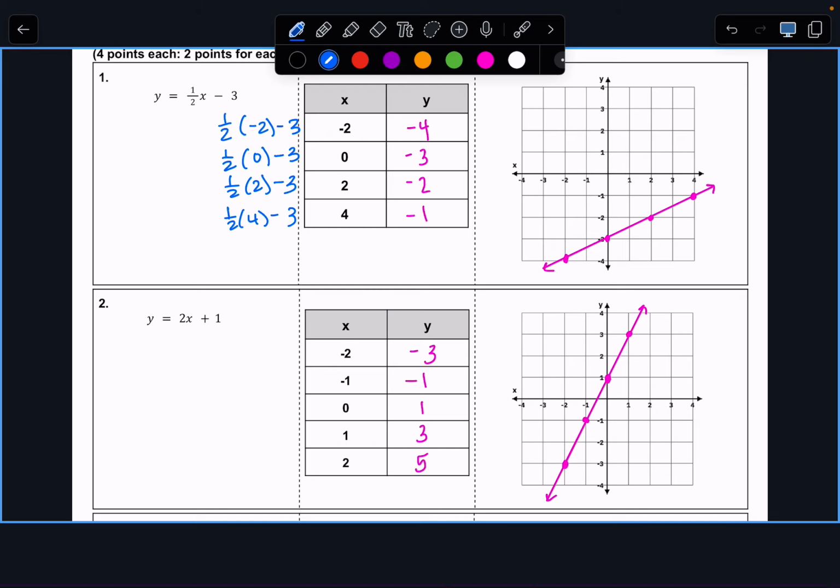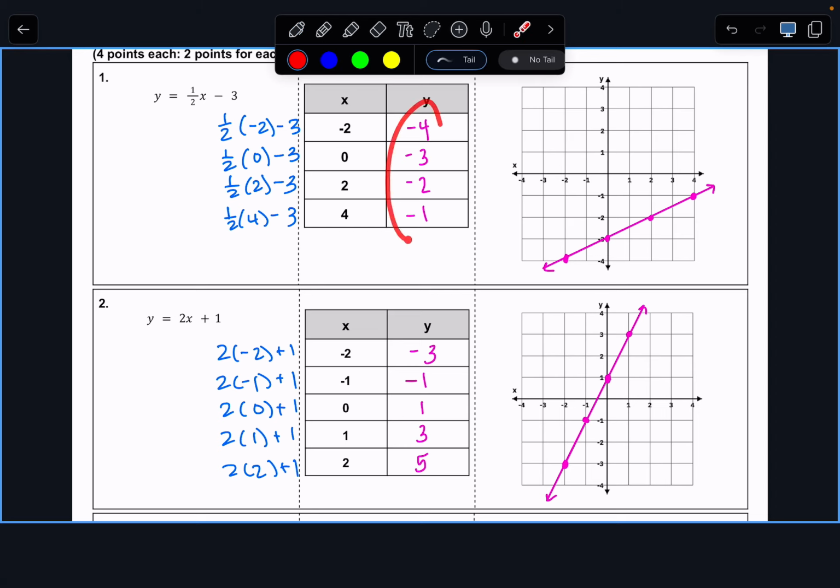To get these numbers, remember we took 2 times x plus 1. Okay, so I'm looking for on the test, make sure you get these numbers correct and you get the line plotted. So you're going to get points here and you're going to get points here.